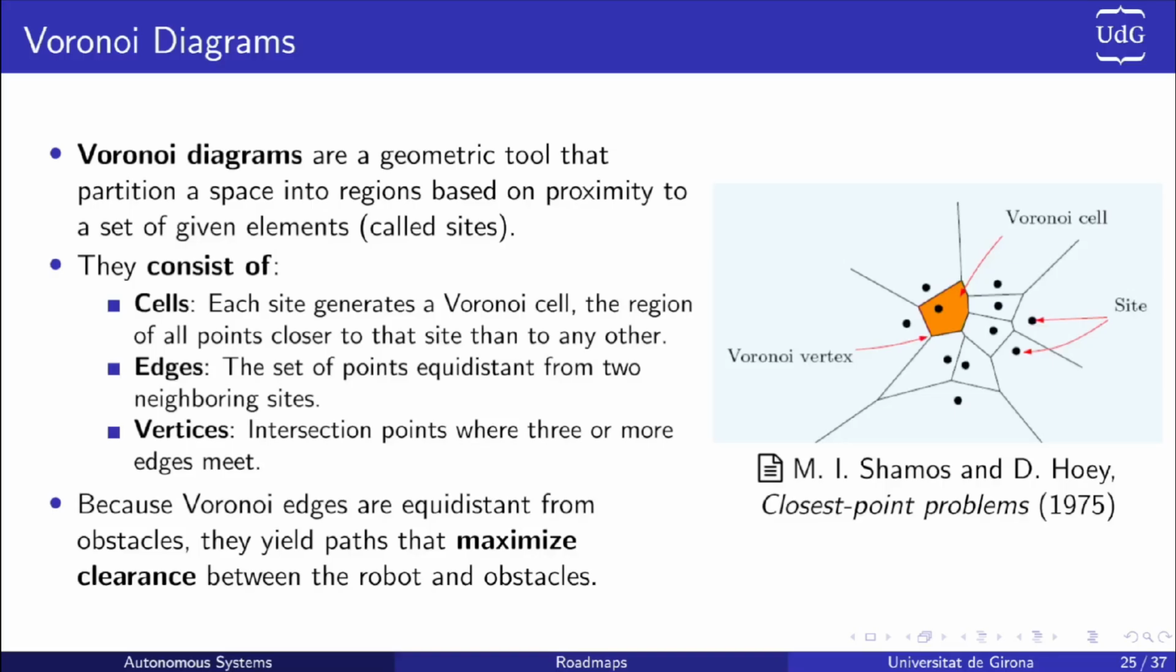Okay, then the way in which we build these Voronoi diagrams is completely different. But the best thing of these diagrams is that they maximize the clearance between the robot and the obstacles. Okay, then if we want to follow a very safe path, following the edges that the Voronoi diagram describes is a very good option.